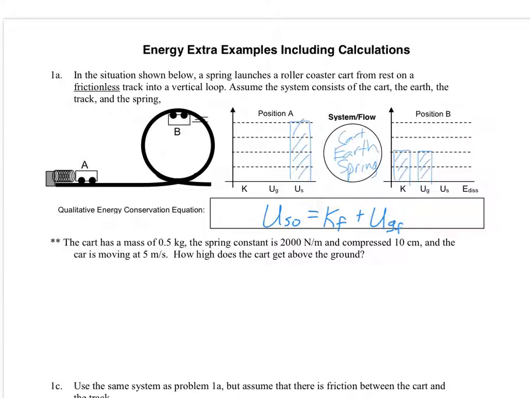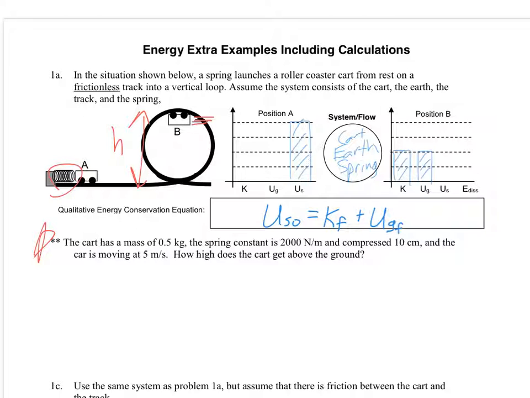For our first example, you'll see that I added in some information down here at the bottom so that we can make some calculations. The cart has a mass of 0.5 kilograms, the spring constant is 2,000, and it's compressed 10 centimeters over here. The cart is moving at 5 meters per second, and we want to know how high the cart gets above the ground.